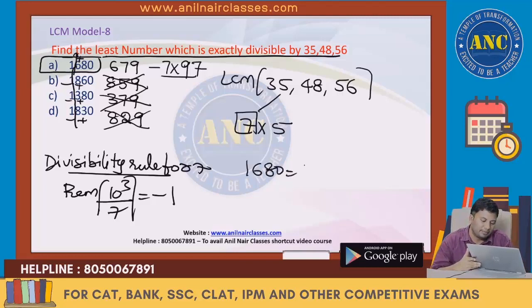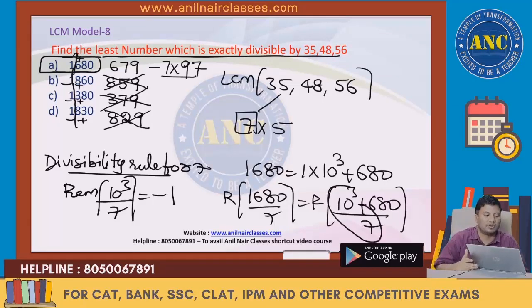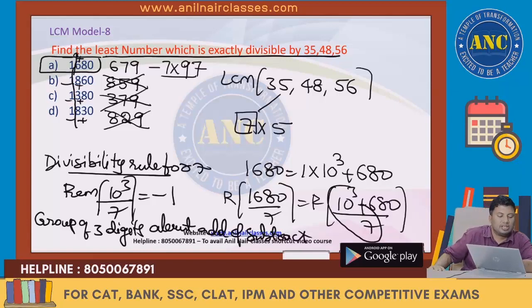1680 is nothing but 1 into 10 cube plus 680. So if 1680 is divided by 7, this is nothing but 10 cube plus 680 divided by 7. 10 cube by 7 is minus 1. Take a group of 3 digits. Alternatively add and subtract. 680 minus 1, 679. 829.